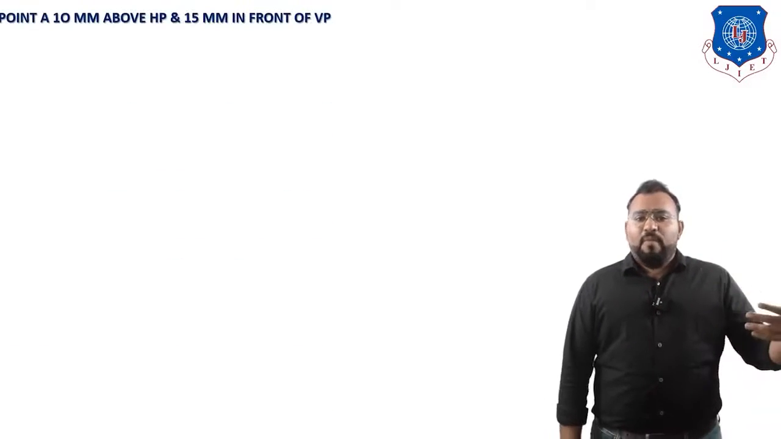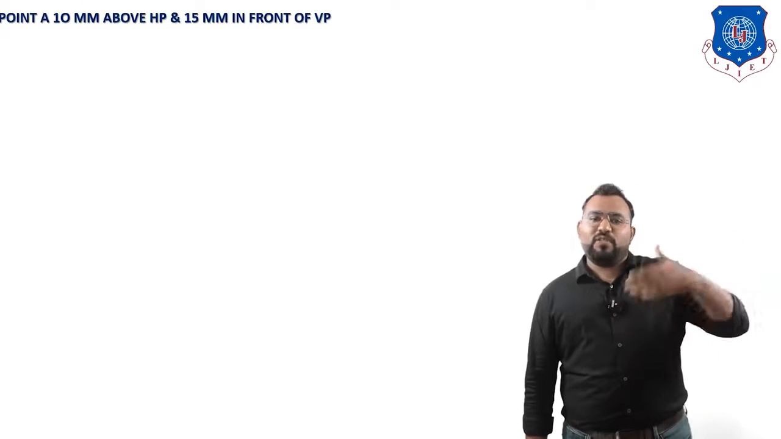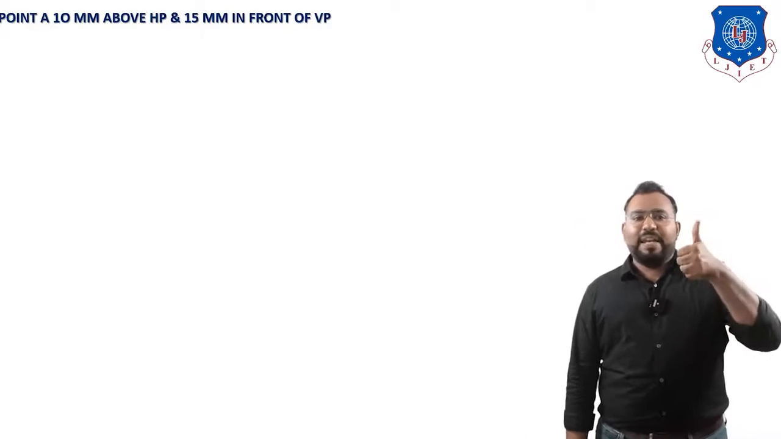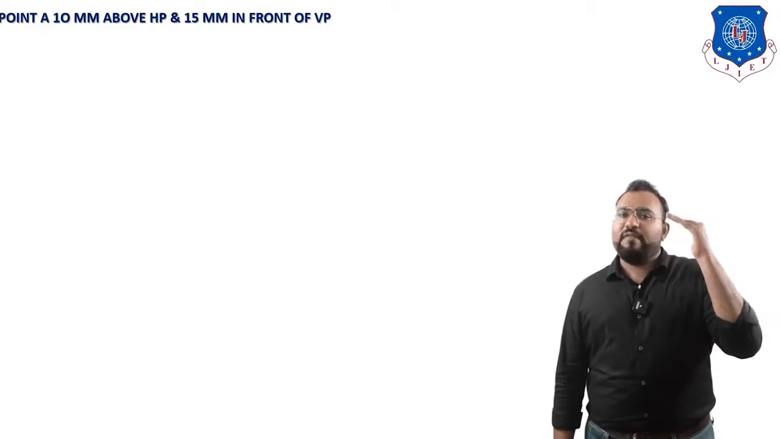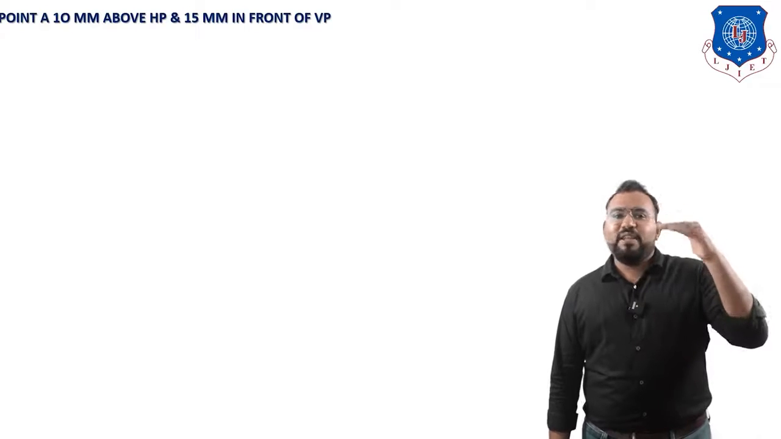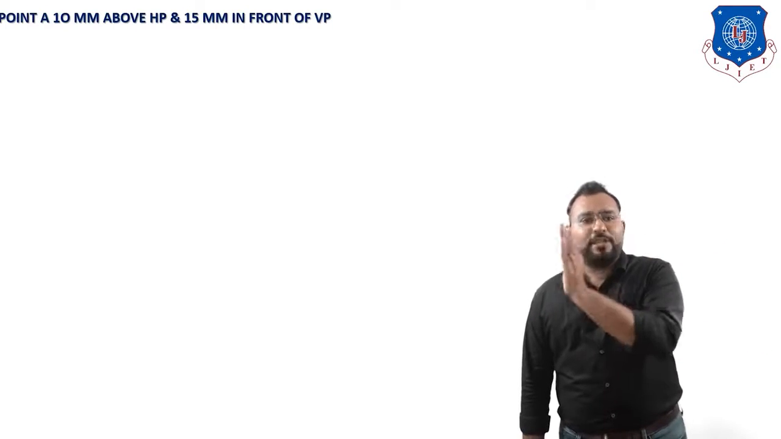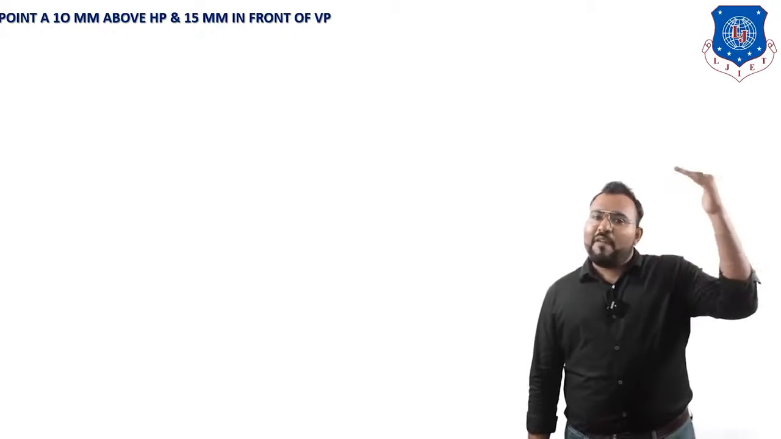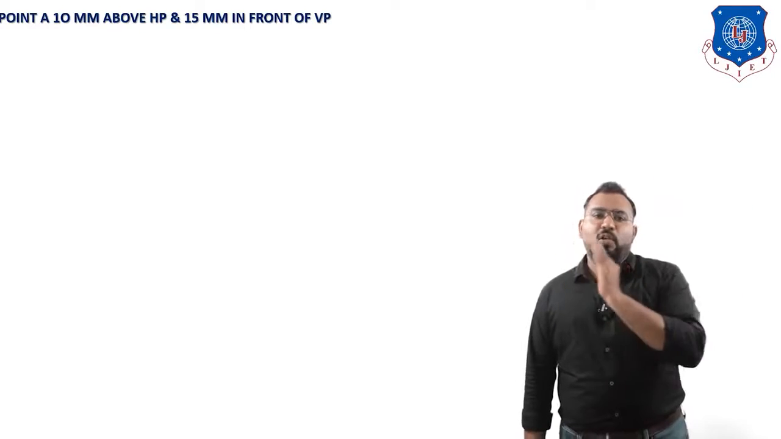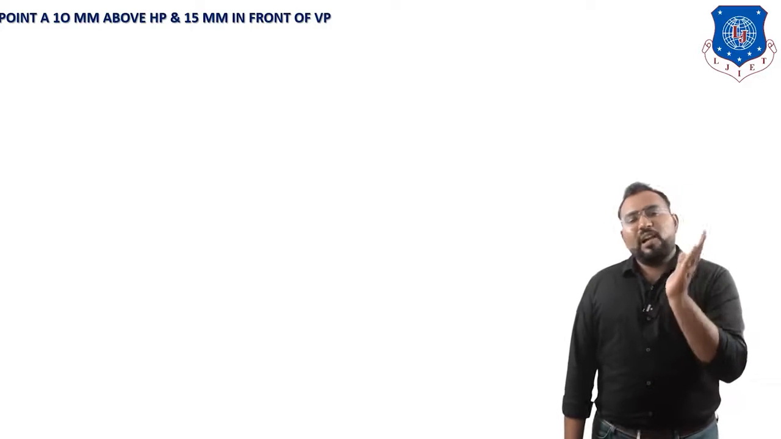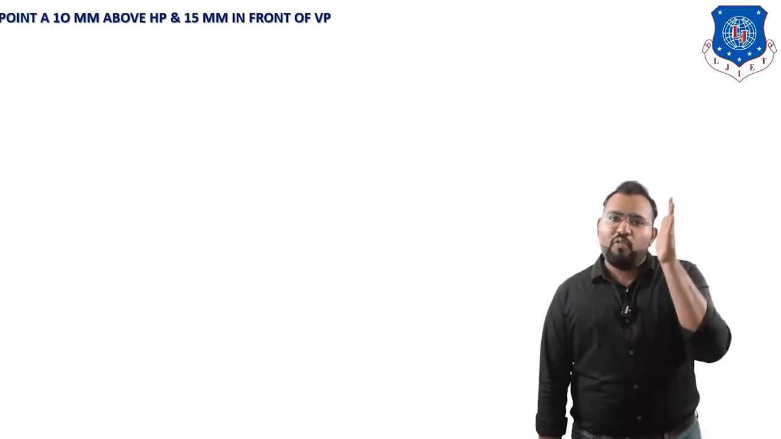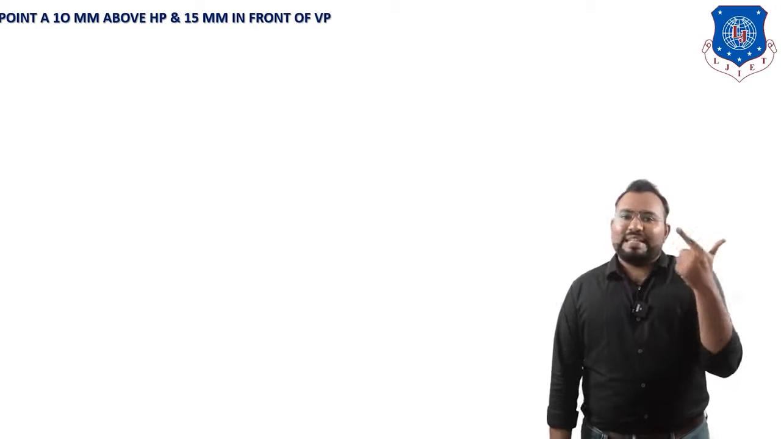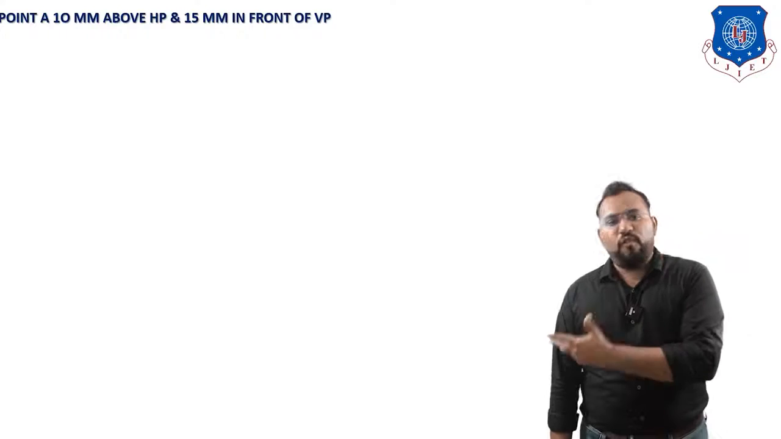So first thing, we go step by step. First we are going for point A. The projection of point A that we have to draw. He has given the position of point A with respect to HP and VP: the point A is 10 mm above HP and 15 mm in front of VP. Whenever this kind of statement is given, the first thing you have to identify is whether this point is in first quadrant, second quadrant, third quadrant or fourth quadrant.